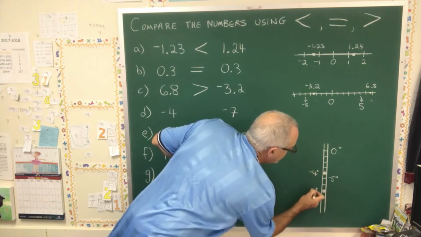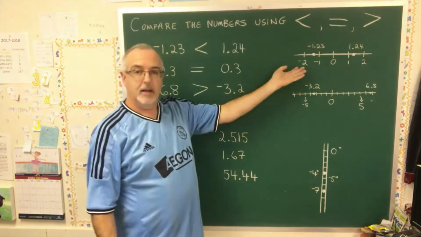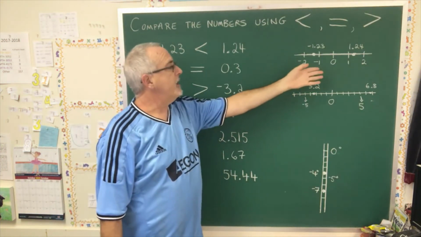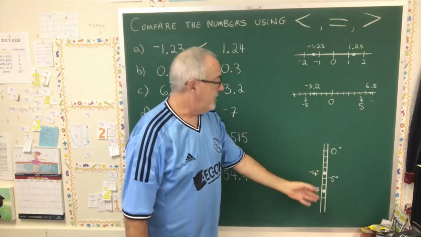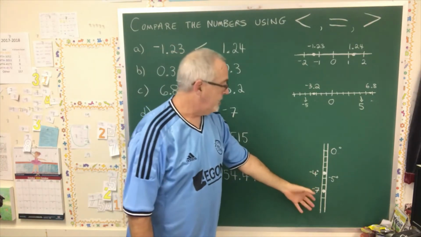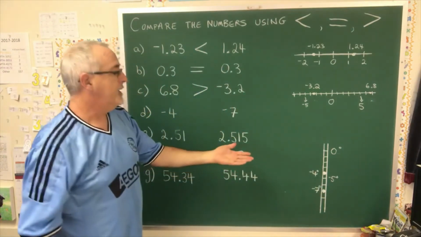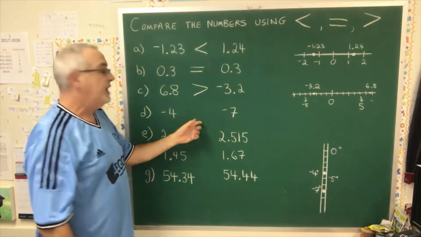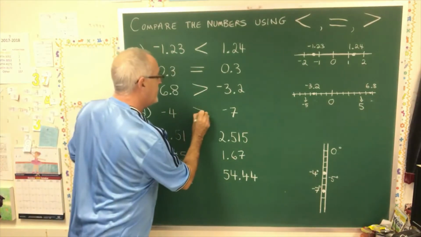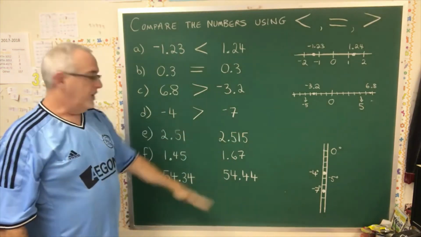So much like the number on the left is less than the number on the right on the number line, the number that's below is less than the number that's higher on the thermometer. So therefore, negative 7 is less than negative 4, but they wrote it backwards, so negative 4 is greater than negative 7.